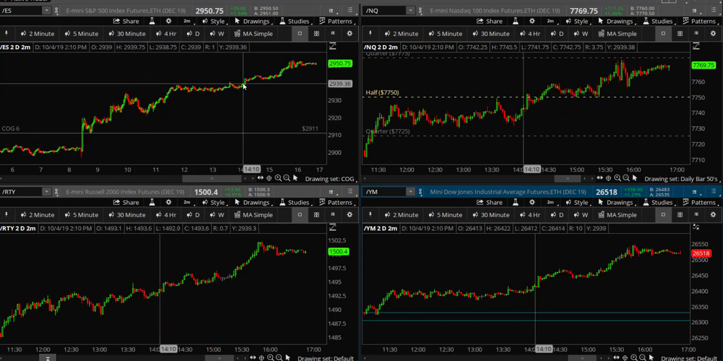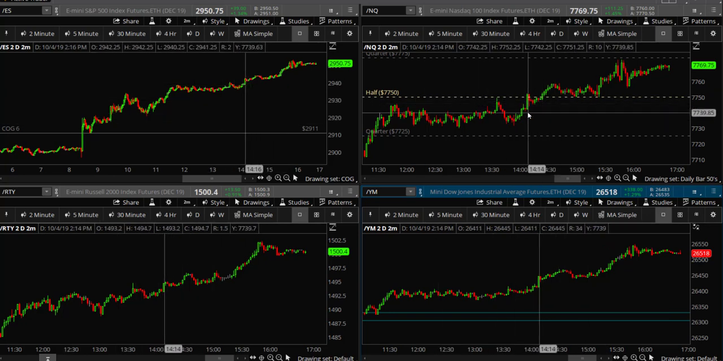And there's that candle on the S&P. So when I put my mouse right there, you can see that all four of these markets had that big green candle at the same time. Now, what do you see when you look at all four of these with my mouse parked there?